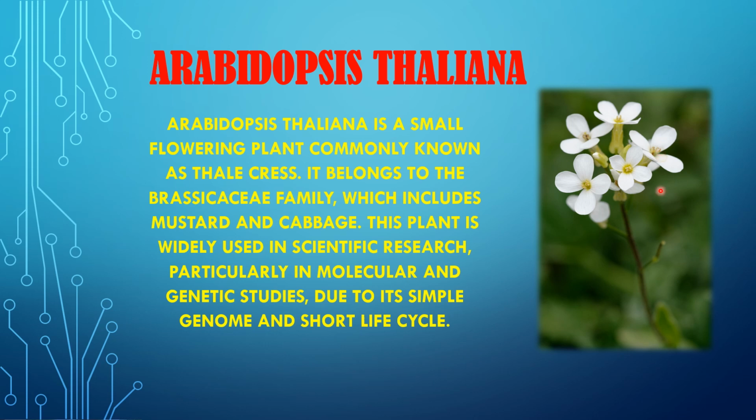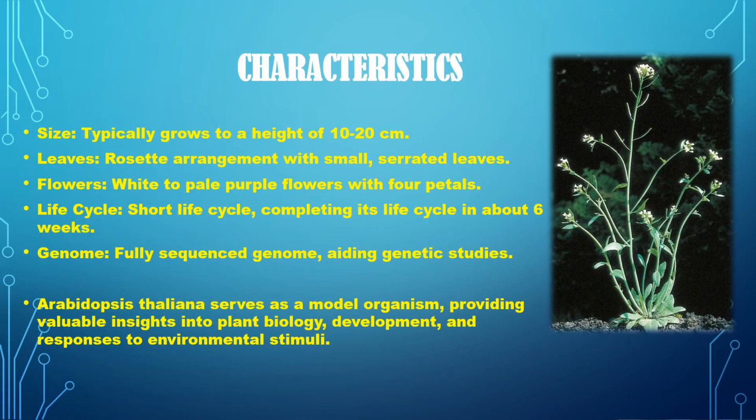And this is the image that we see of the plant, and this flowering plant is what is known as Arabidopsis thaliana. Now let's look at the characteristics of this plant. The size. What is the size of this plant? It grows to a height of 10 to 20 centimeters. It's just a small plant.